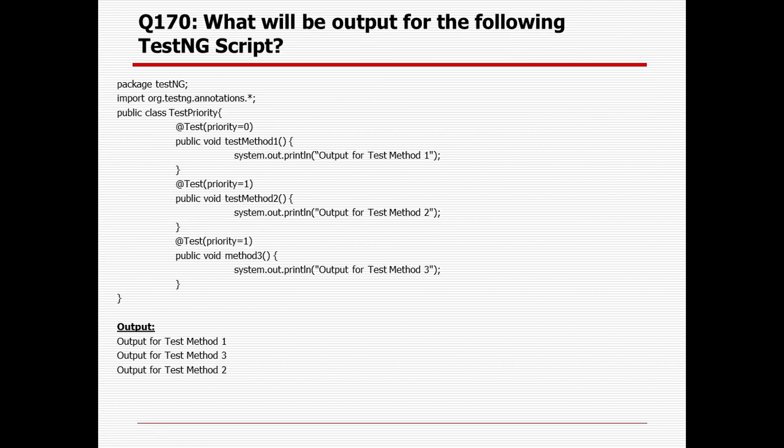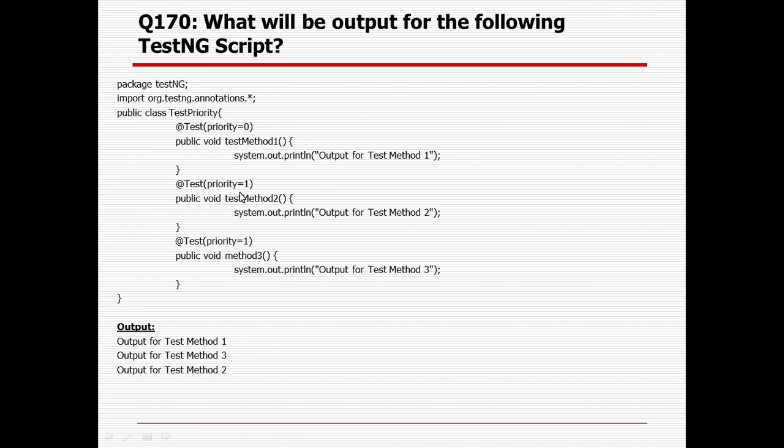What will be the output for the following TestNG script? Here we have created three different methods for three different tests: method 1, method 2 and method 3. For method 1 I am giving the priority as 0, and method 2 has the same priority. Obviously, at priority 0 it will execute first and provide the output test method 1.